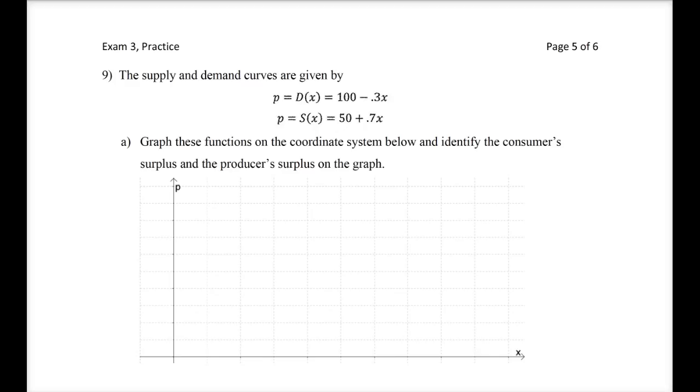Okay, so for question number 9, we're given a supply and demand curve by it being written algebraically. Our demand curve is going to be d of x, which is 100 minus 0.3x, and our supply curve is going to be 50 plus 0.7x, where x is understood to be the quantity or the demand that we have for a particular product. And so this is a multi-part question here, and the first part of it just asks us to graph the demand curve and the supply curve on the same plane, and from that identify what is going to be the consumer surplus region and the producer surplus region on our graph.